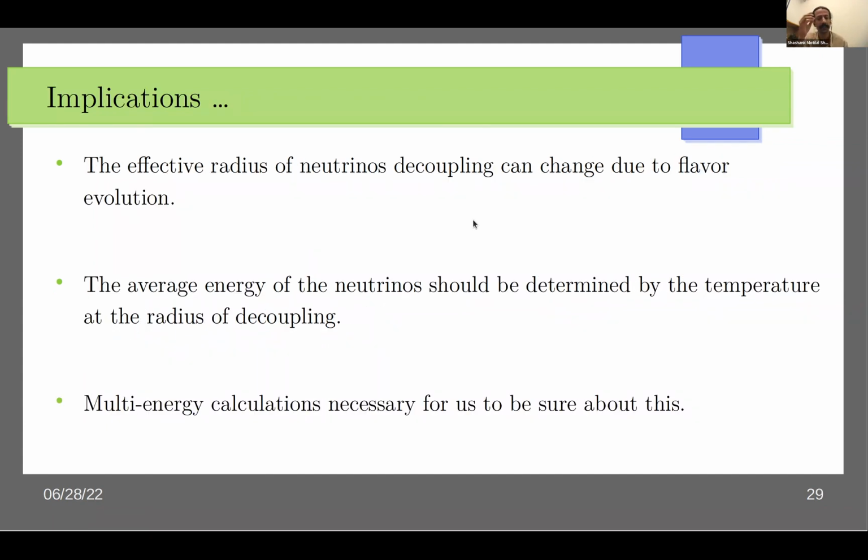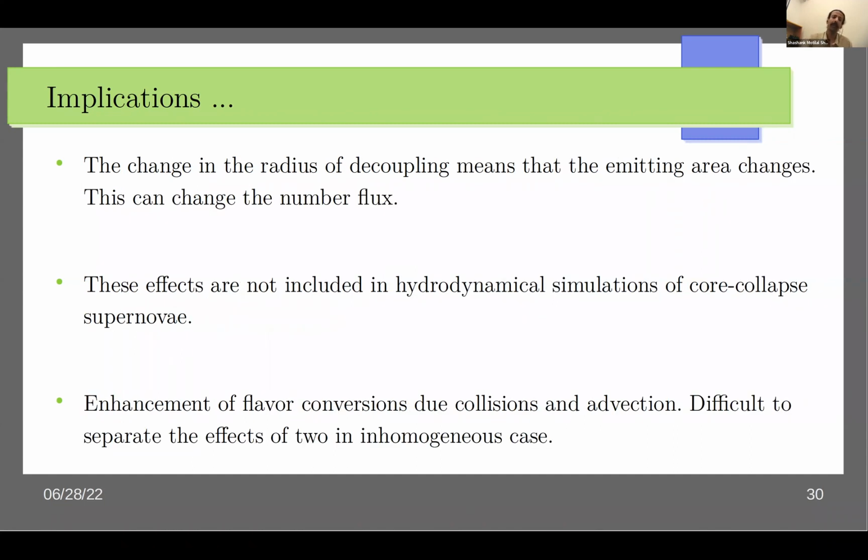So what are the implications of these calculations? First and foremost, we see that the effective radius of neutrino decoupling changes due to flavor evolution. As I was mentioning before, the average energy of neutrinos is determined by the temperature at which the decoupling happens. So this suggests that the average energy of neutrinos for a particular species could be modified due to flavor evolution. But in order to be sure about this, we need to perform a multi-energy simulation. Also, if the effective radius of decoupling is changing, that means the area of the supernova emitting these neutrinos has to change, and that can affect the neutrino luminosity. These effects are not taken into account in the hydrodynamic simulations of core collapse supernovae.